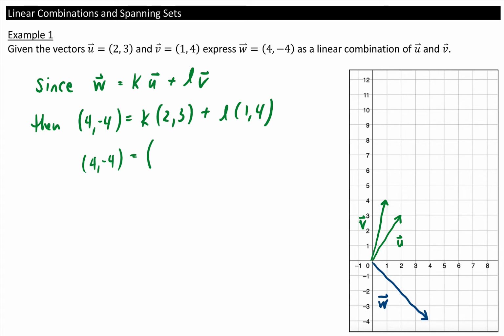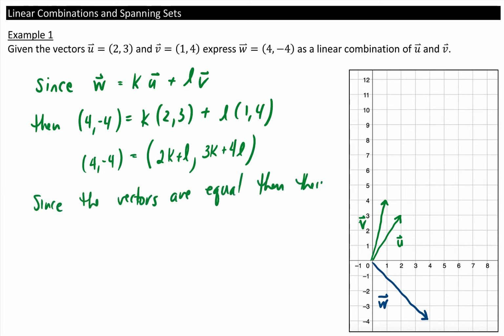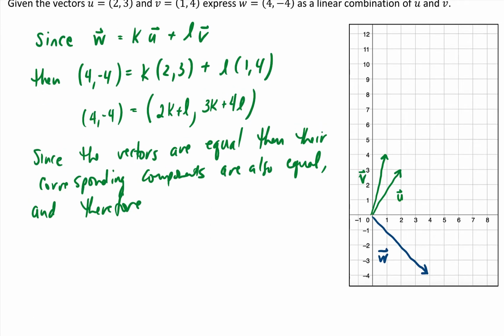So if we bring together our x components, there's 2 k's plus an l. And if we bring together our y components, there are 3 k's plus 4 l's. So since these vectors are equal, then the corresponding components are also equal. So what we can now do is split up our components. For the x component, 4 is equal to 2k plus l. And for the y component, -4 is equal to 3k plus 4l.